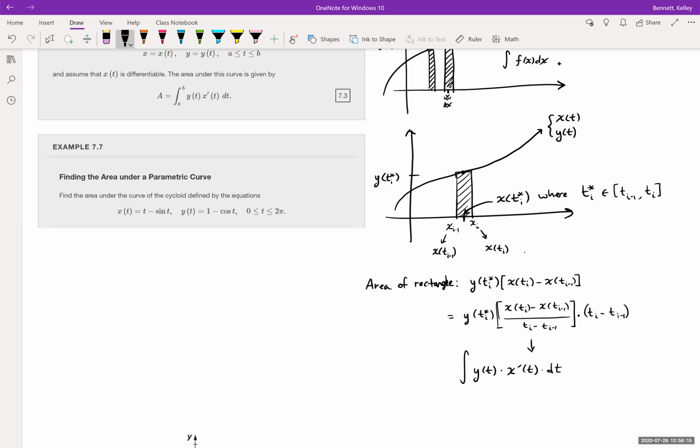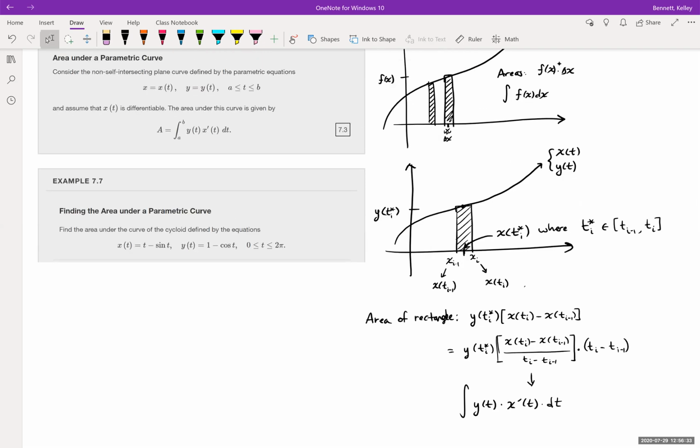So that's it. That's the derivation, a very hand-wavy version of the derivation of how we find the area under a parametric curve. Notice it's right there. All righty. So let's use it.